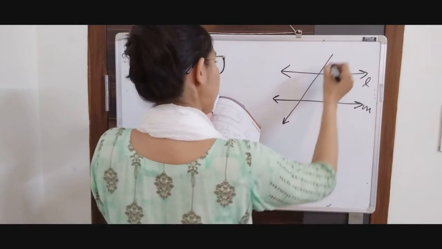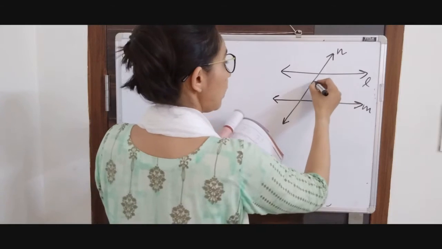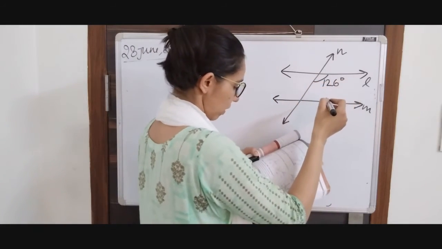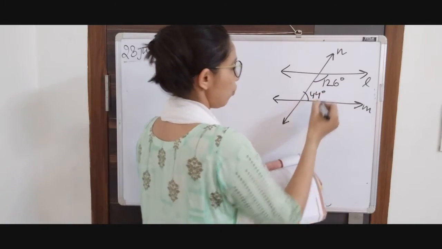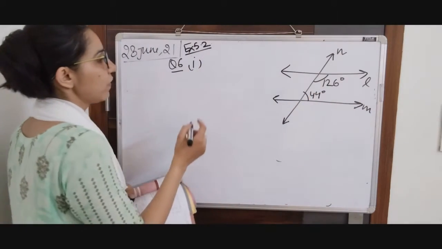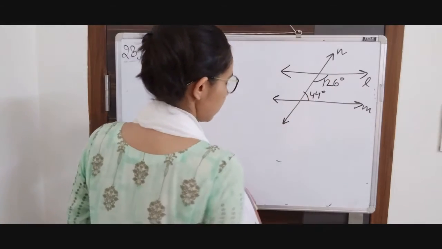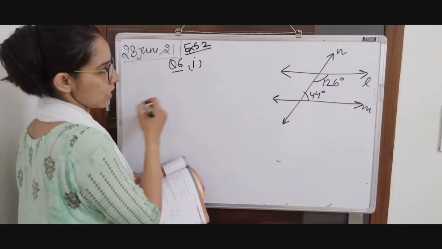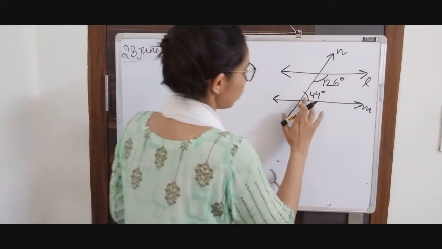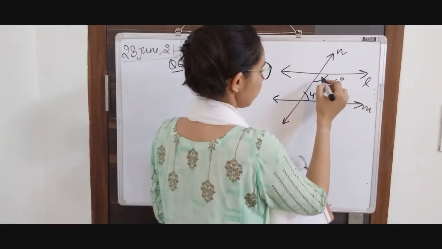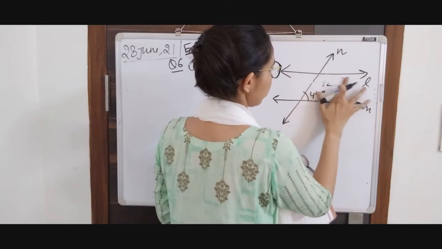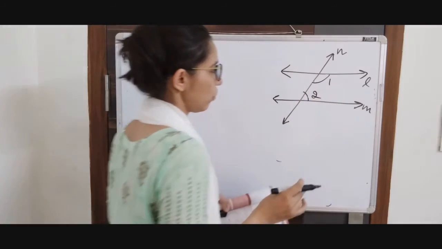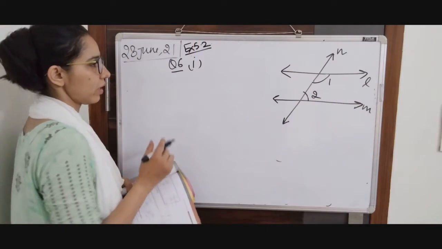Don't assume that your lines are parallel just because they look parallel. These lines look like parallel lines, so don't just assume that they are going to be parallel. You have to prove them. So now angle this and this, we have to name them. So we are going to name them. This is angle 1 and this is going to be angle 2. I am not writing their measure, I am writing their name.